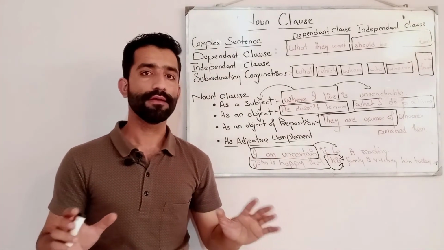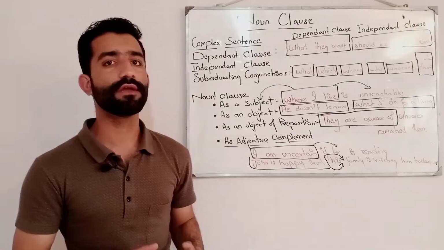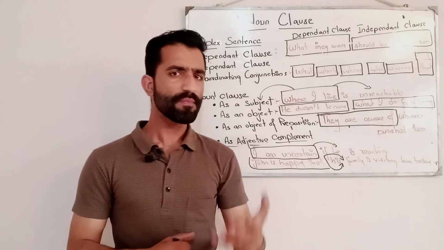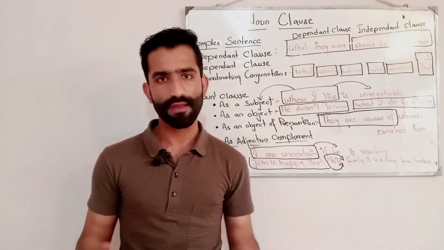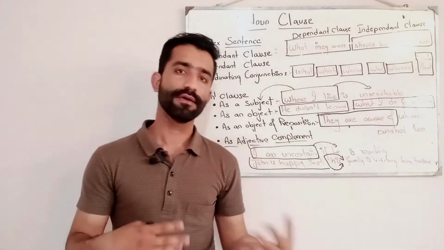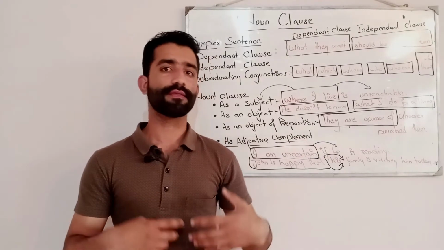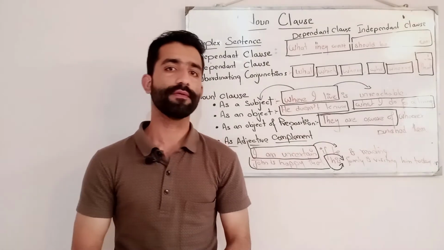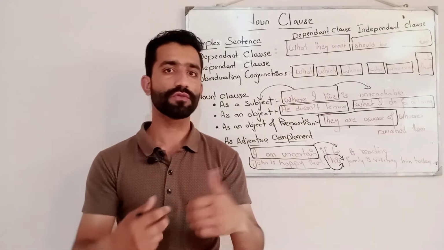All right. Before we understand what a complex sentence is, we need to understand what a simple sentence is. A simple sentence is basically a sentence that has one thought and has a subject, verb, object, right? While a compound sentence is a sentence that has two or more than two thoughts, right? Two or more than two thoughts.